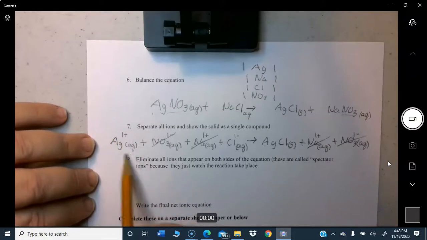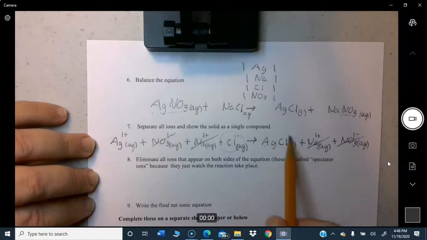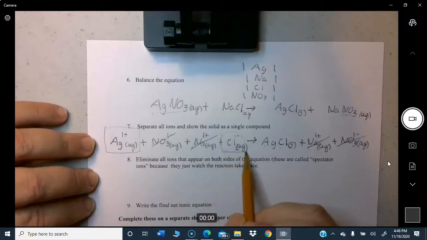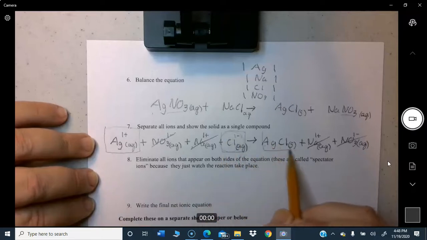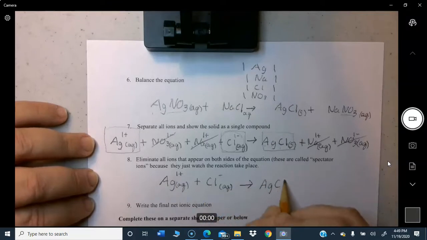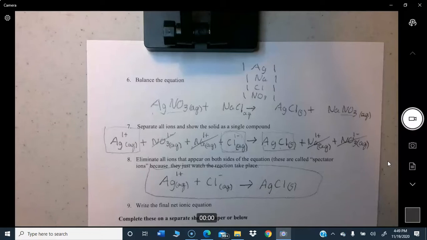Ag, the silver, appears here. It doesn't appear over on this side. Cl appears here. It doesn't appear over on this side. And AgCl appears here. It doesn't appear on this side. So these are our final elements, compounds in our net ionic reaction. So it's just going to be Ag. And that's your final answer. That's the net ionic equation.